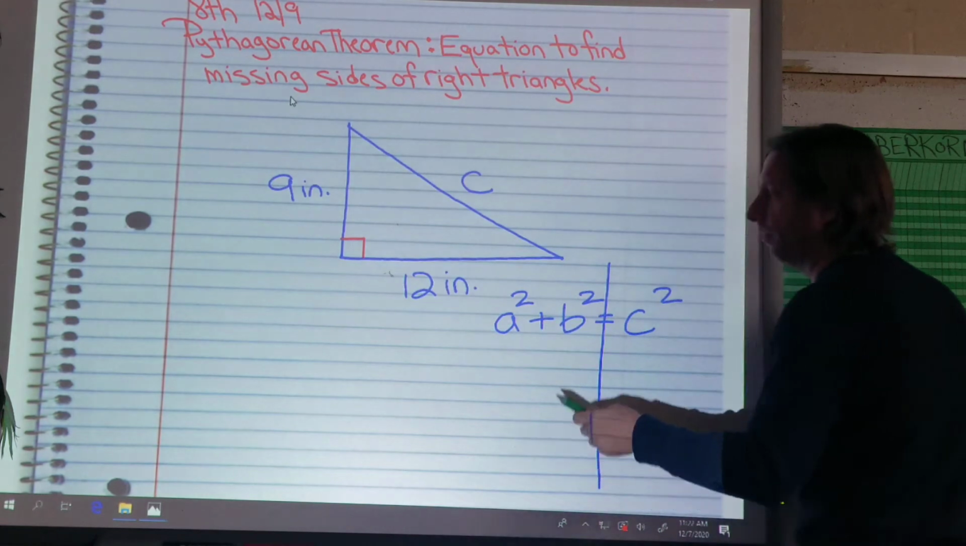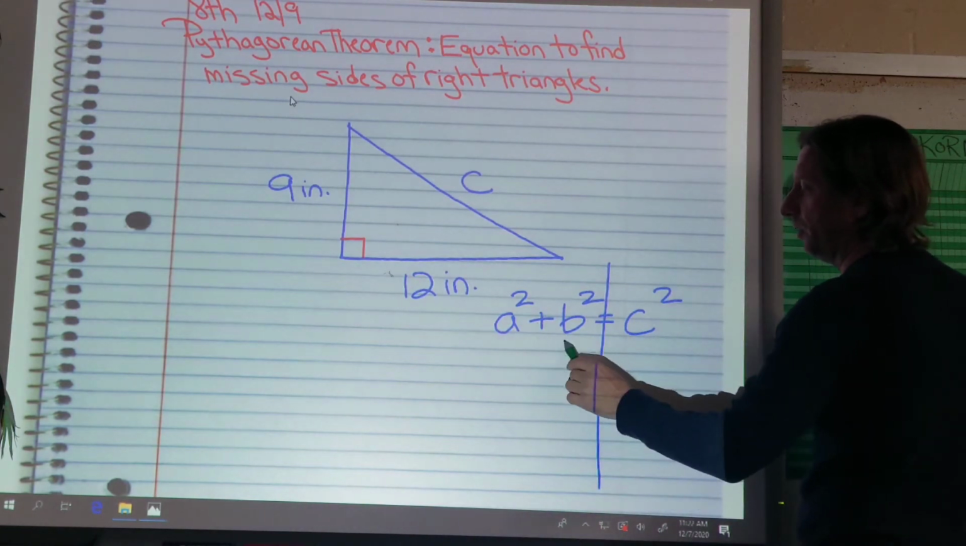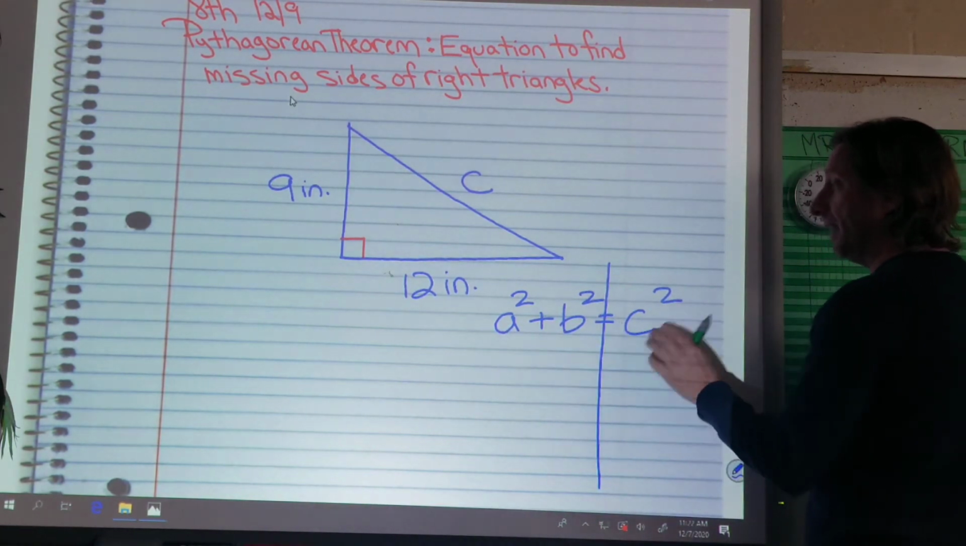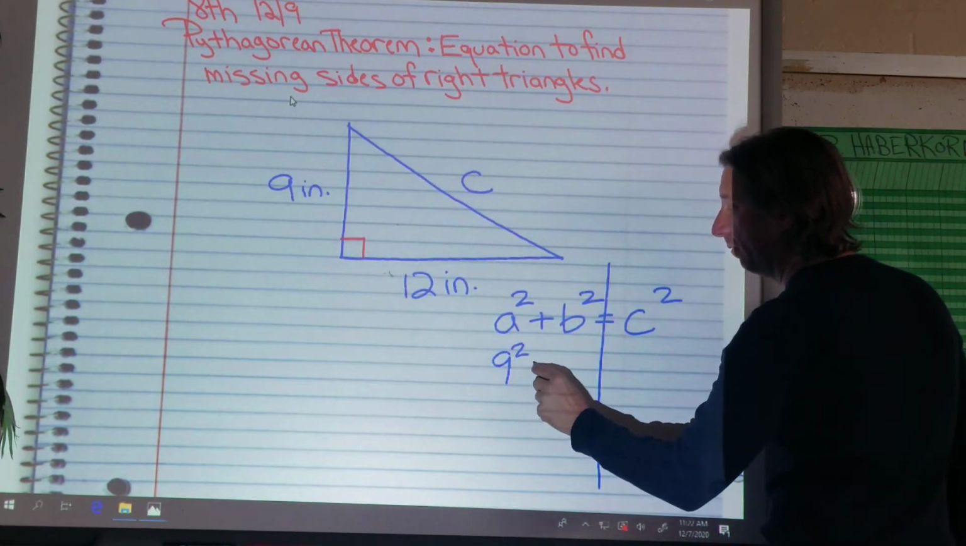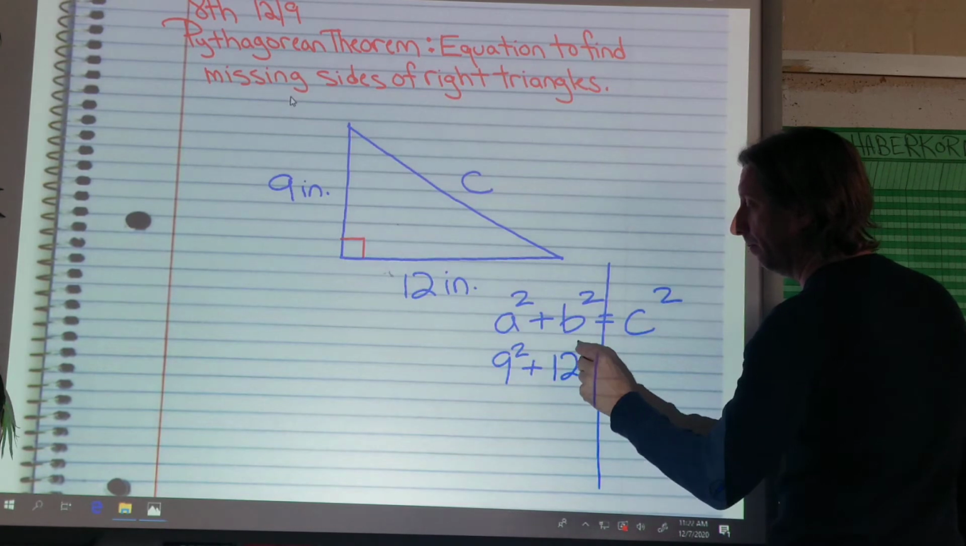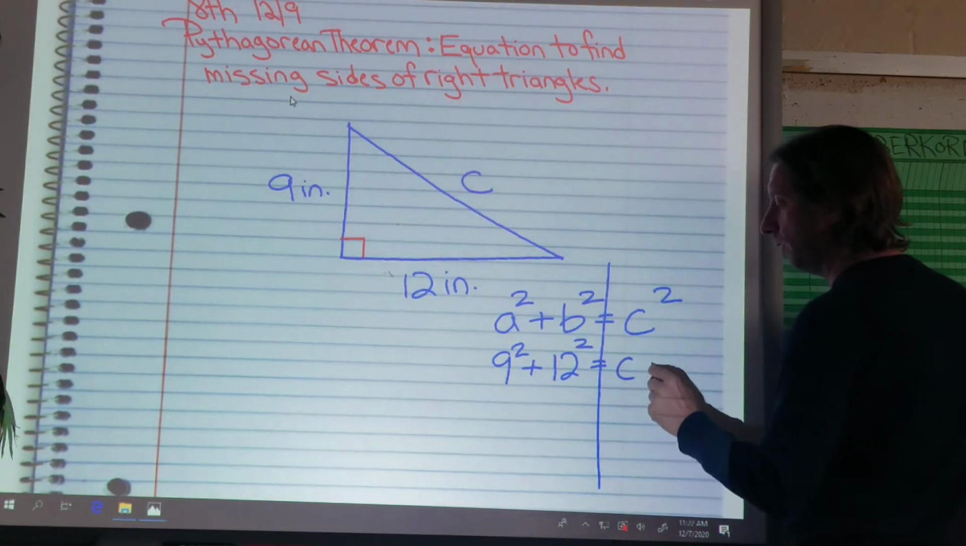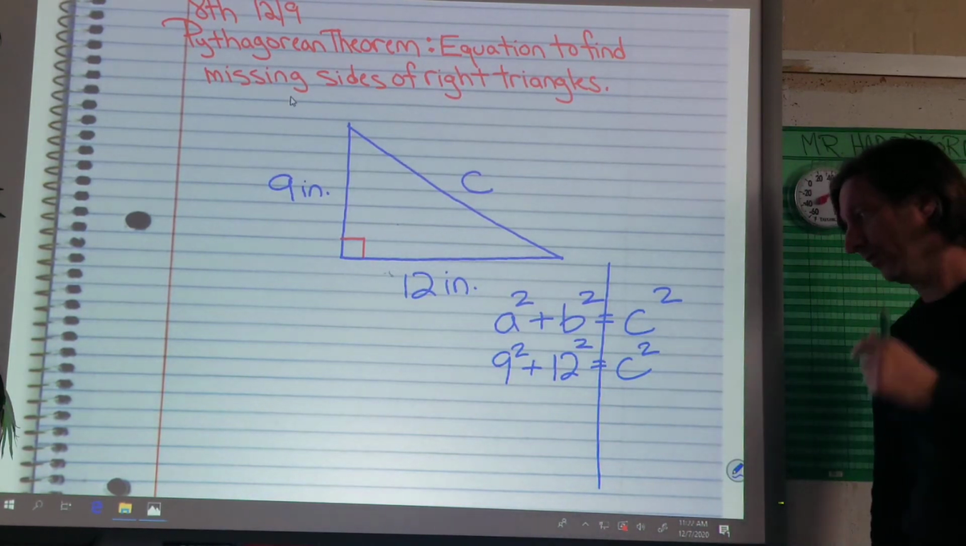It doesn't matter where I put them. I could put 9 here, I could put 12 here, I could put 9 here and 12 here, it doesn't matter. But I can't put them where C is, okay? So I'm just going to write 9 squared plus 12 squared equals C squared. All right, then we just solve it.